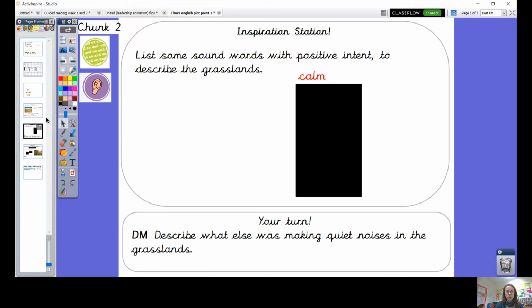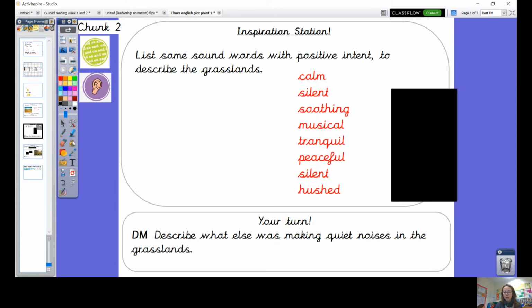Okay, let's move on to chunk number 2 now. So in chunk 2, we're going to do some repetition in a moment. I'd like you to think of some sound words today. We decided it was quite a positive part in the story, didn't we? So they're going to have some positive intent, these words. I'd like to think about some sounds or lack of sounds, because it's quite quiet and soothing, isn't it? And write a little list of words to describe the sound. So for example, the word calm was one I came up with. Pause the video. Add some words to your word list in your inspiration station, and I'll give you some more ideas in a moment.